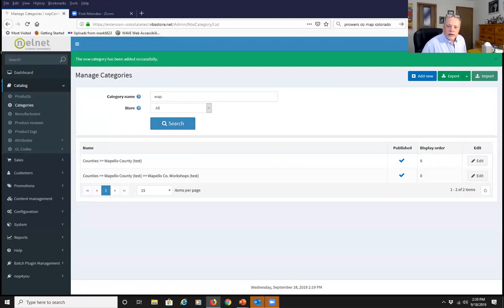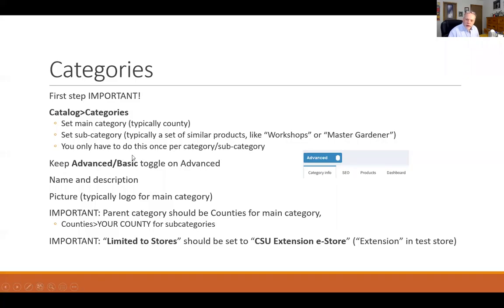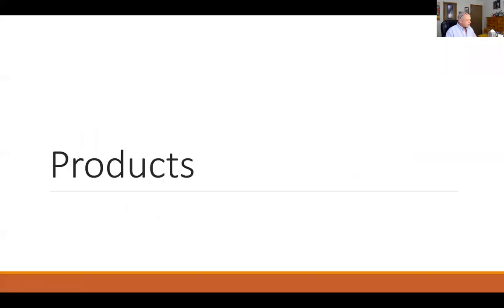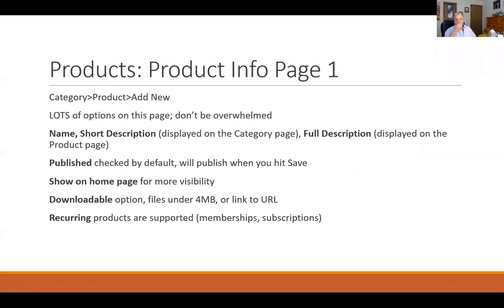Let me jump to our PowerPoint and continue. Now here is where the rubber meets the road. We're working with products. The way to get here, category, products, add new. There's a lot of options on this page. Don't be overwhelmed. If you read them, you can understand what they mean. So it's not like you're dealing with a lot of terms that you're not understanding here. Just be aware there's a lot to deal with here. Take things one at a time. You'll be fine.